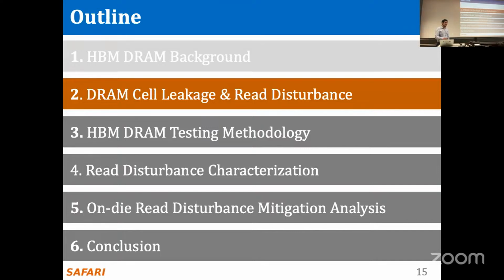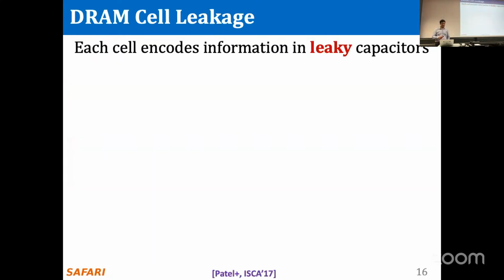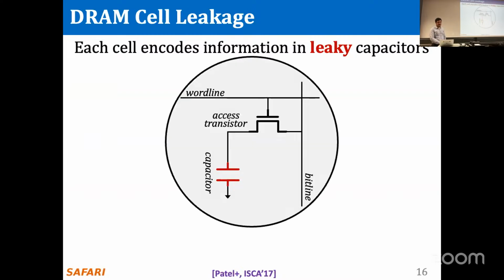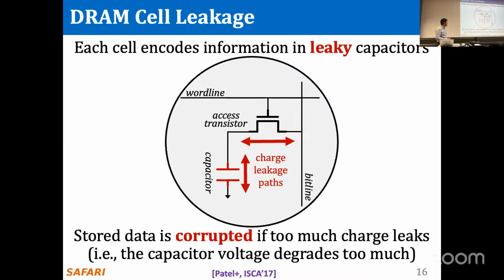Now let's take a look at a DRAM cell, its leakage, and read disturbance in more detail. Each cell encodes data in fundamentally leaky capacitors. Again, something we covered earlier on. This is a simplified diagram of a cell where the capacitor stores data as charge, and the access transistor gates access to the data. And there are a number of leakage paths by which charge can exit the cell. The important thing to note is that the stored data may become corrupted if too much charge leaks.